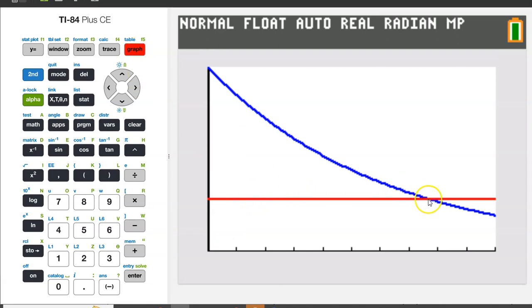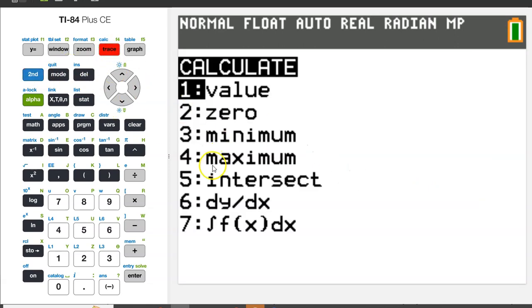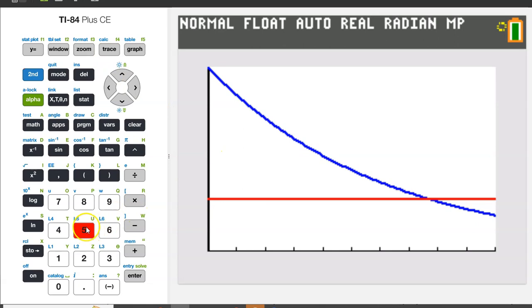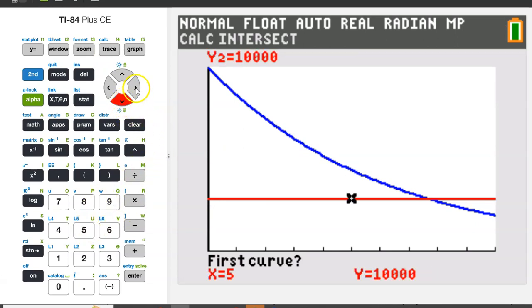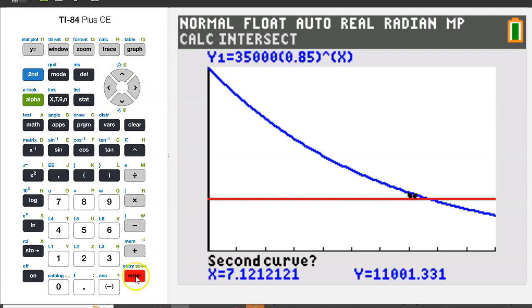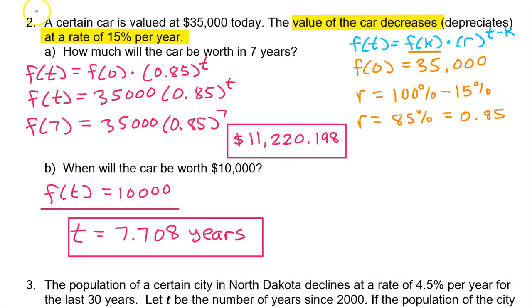The solution will be the x value, well, the t value of this intersection point. So hit second trace and choose option 5 for intersect. Move the pointer close to the point of intersection and hit enter 3 times. Enter, enter, enter. So there's your answer right there. The car will be worth $10,000 in 7.708 years. Make sure you include the units.